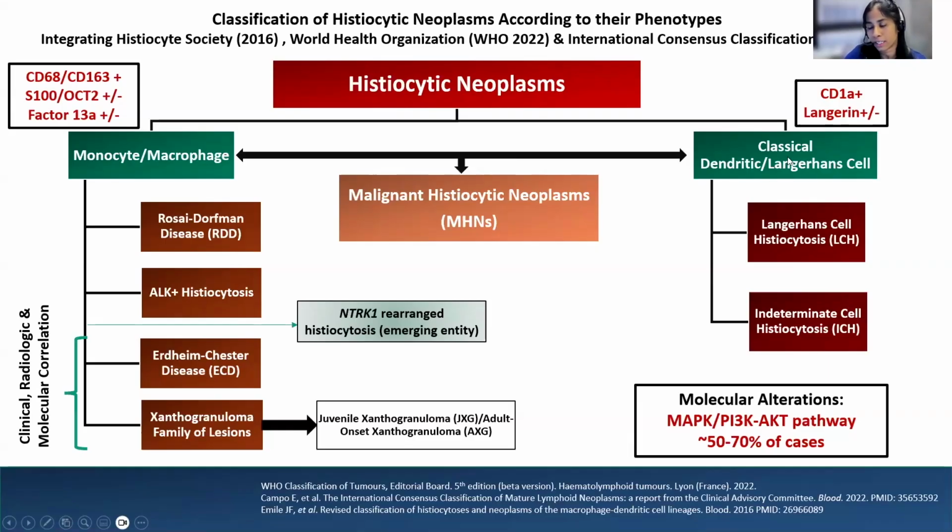Hence the term classical dendritic cell to refer to the cell of origin based on the ontogeny. Now, this group is basically distinguished based on the presence of CD1A with or without Langerhans. The malignant histiocytic neoplasm essentially has an overlap of both monocyte macrophage and classical dendritic and Langerhans cell phenotypes. In the majority of these neoplasms, as discussed before, they usually harbor MAPK pathway mutations followed by the PI3K AKT pathway. Rarely, in about 10 to 20% of cases, you hardly find any mutations in these disorders.